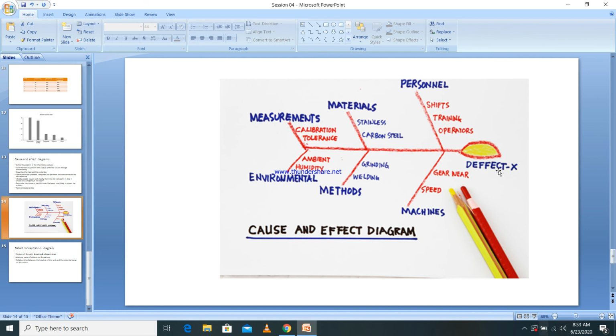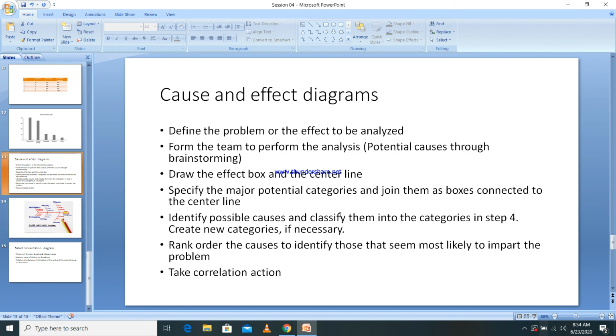So in the example that I discussed, it is the lifetime of the bulb. If you are going to analyze the lifetime of the bulb, then you have to find the possible causes for this problem. So let's say there are problems with the materials, or there are problems with the employees. Those major problems you have to identify, right? To that you have to form a team, right?